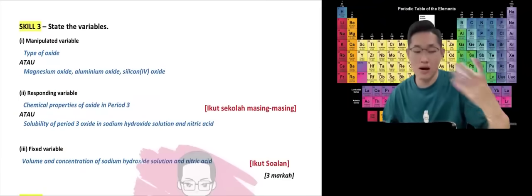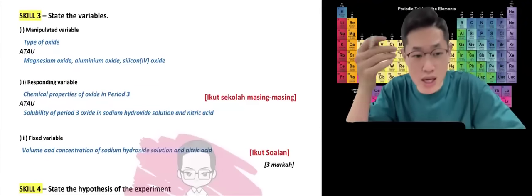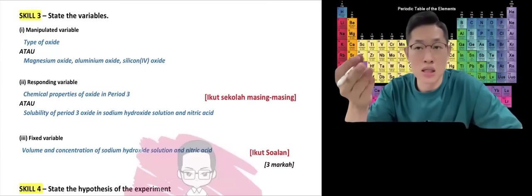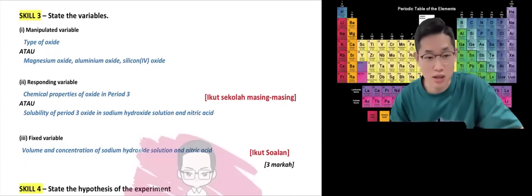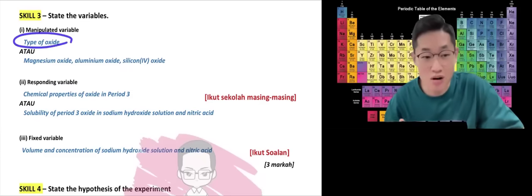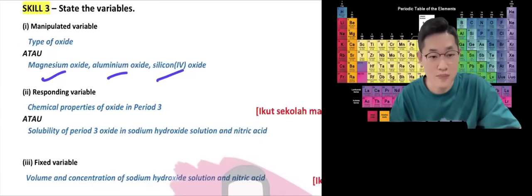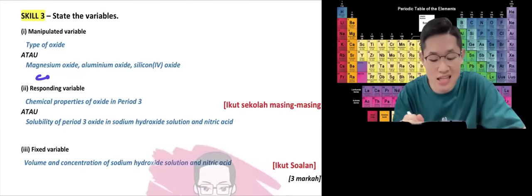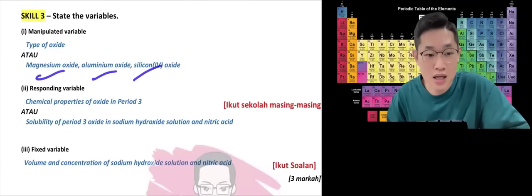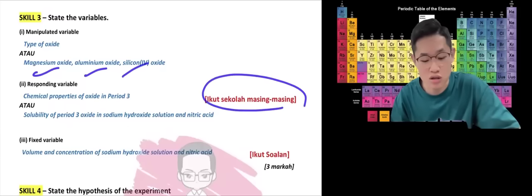And then variable. Okay, for this part, guys, remember to check the experiment you did with your school teacher. See what's the answer your teacher wants. Whether your teacher wants the type of oxide or they want you to write a specific name for each of the oxide. Both of the answers are also acceptable, but some of the teachers prefer the name of the oxide. Okay, so ikut sekolah, ikut your teacher's pattern.